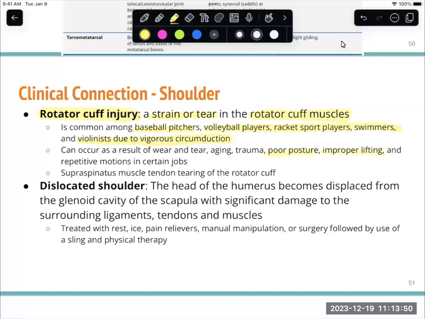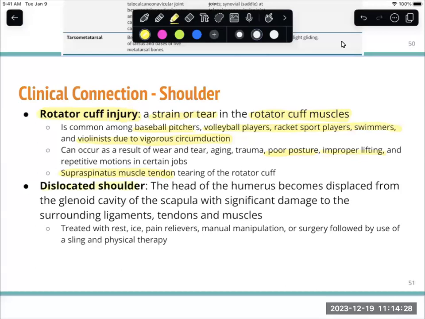The supraspinatus tendon is the most common tendon that tears. In that scapula, there's that supraspinatus fossa. There's that supraspinatus muscle that goes through there and it comes out and it attaches to the humerus. It's going through little tunnels through bones. That is the most common tendon that gets torn somewhere along its path to attach to that humerus.